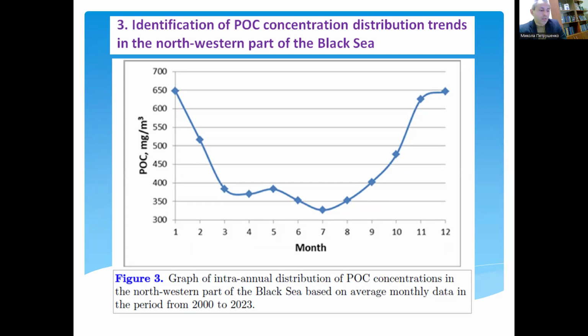The third, identification of POC concentration distribution trends in the northwestern part of the Black Sea. To analyze the intra-annual distribution of POC concentration in the northwestern part of the Black Sea, the corresponding graph was built, Figure 3. The initial data were satellite data of POC concentrations averaged for each month in the period 2000-2023. From Figure 3, it can be seen that the maximum concentration of POC is observed in December-January and is about 647 milligrams per cubic meter.